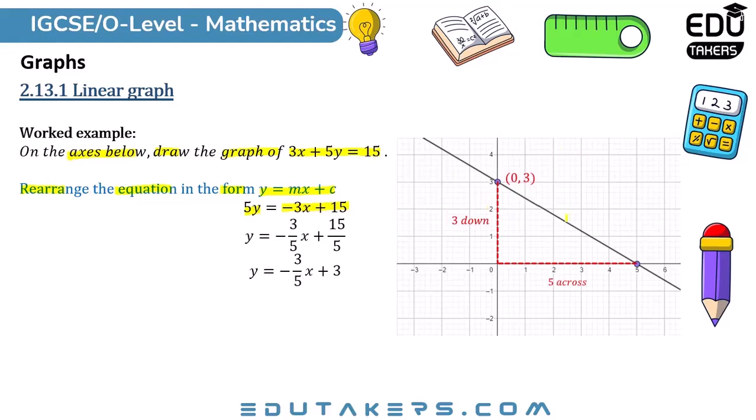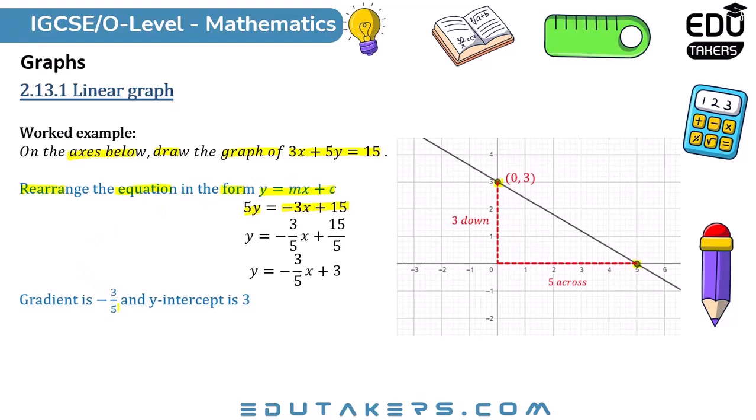On the graph, this line is this one. Its gradient is negative 3 over 5. The y-intercept is 3. So 3 is here. Now the gradient is negative 3 over 5, so for every 5 units across, 3 units down. So the next point will be this one. Now join these 2 points to get the required line on the graph.